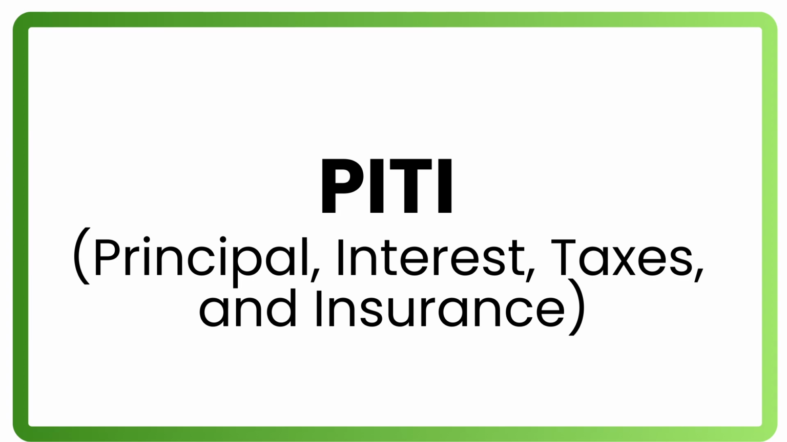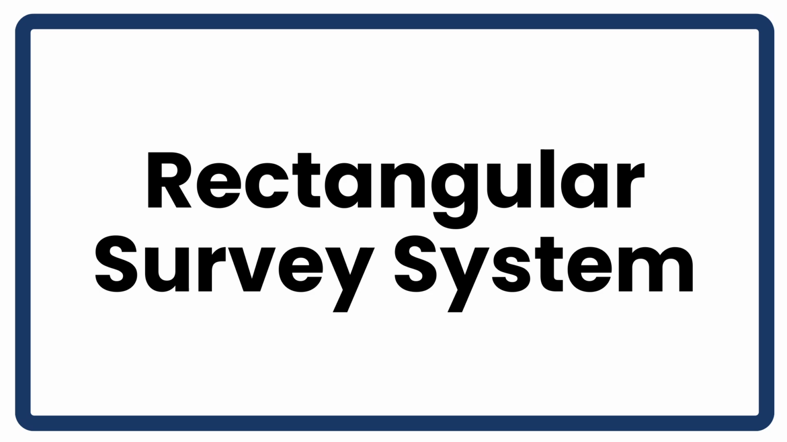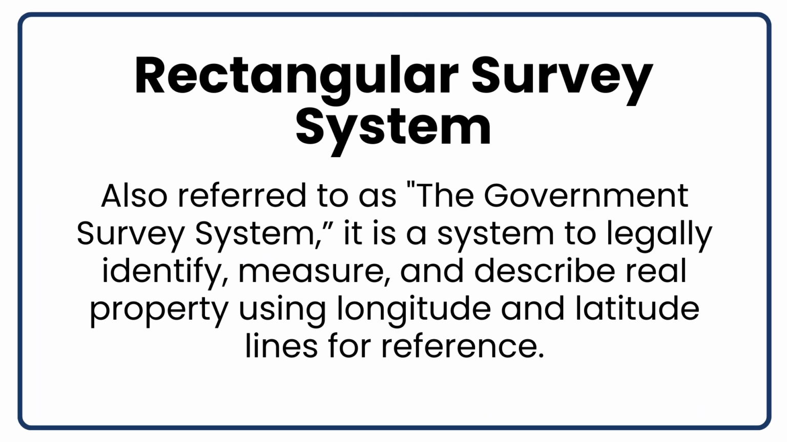PITI, principal, interest, taxes, and insurance. PITI represents the four main components of a typical monthly mortgage payment: principal, interest, taxes, and homeowner's insurance. Rectangular survey system. The rectangular survey system is referred to as the government survey system. It is a system to legally identify, measure, and describe real property using longitude and latitude lines for reference.